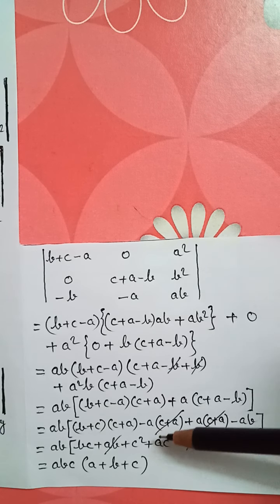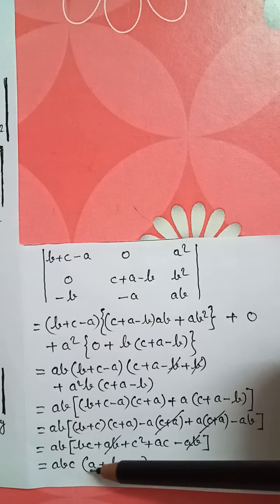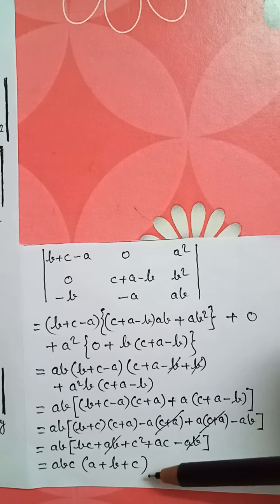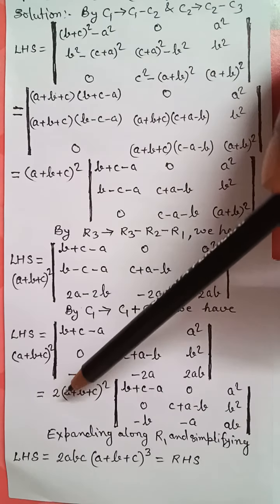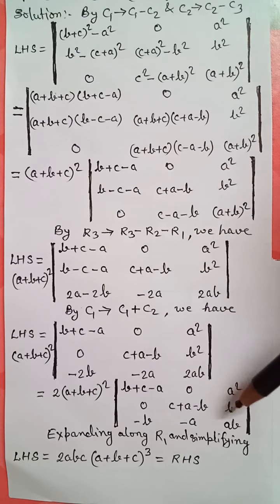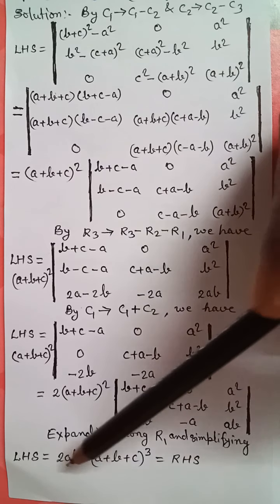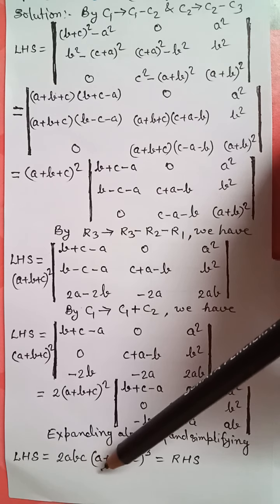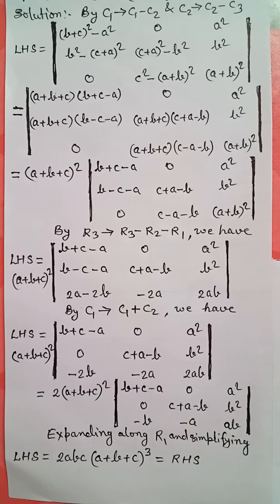Now on simplification you will see that we are going to have ABC multiplied by (A plus B plus C). We have already twice (A plus B plus C) square, and this expression is going to be ABC multiplied by (A plus B plus C). Hence, you can see that this expression is going to be twice ABC multiplied by (A plus B plus C) cube. Hence, the theorem or the sum is proved.